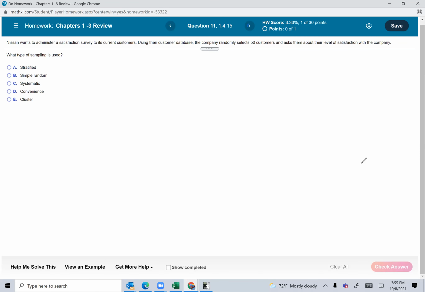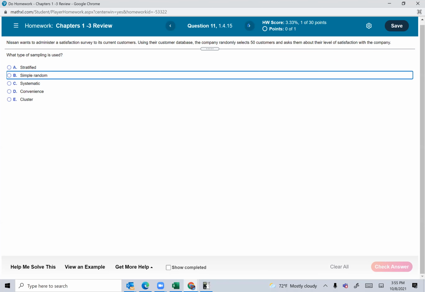Okay. Nissan wants to administer a satisfaction survey to its current customers using their customer database. The company randomly selects 50 customers and asks them about their level of satisfaction. They use their customer database, the computer, and they pick 50 at random, guys. What kind of sampling technique are they doing? Simple random. You got it. Yeah, they didn't mention they divide the population into segments. They just pick 50 at random. That's a simple random sample. Random means, guys, you don't do it intentionally. You don't know what's going to come out. So simple random, exactly. That's the correct answer.